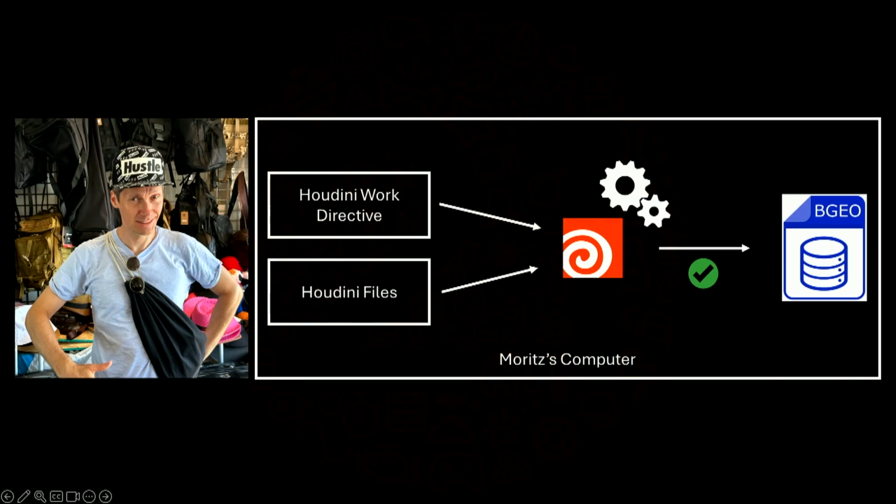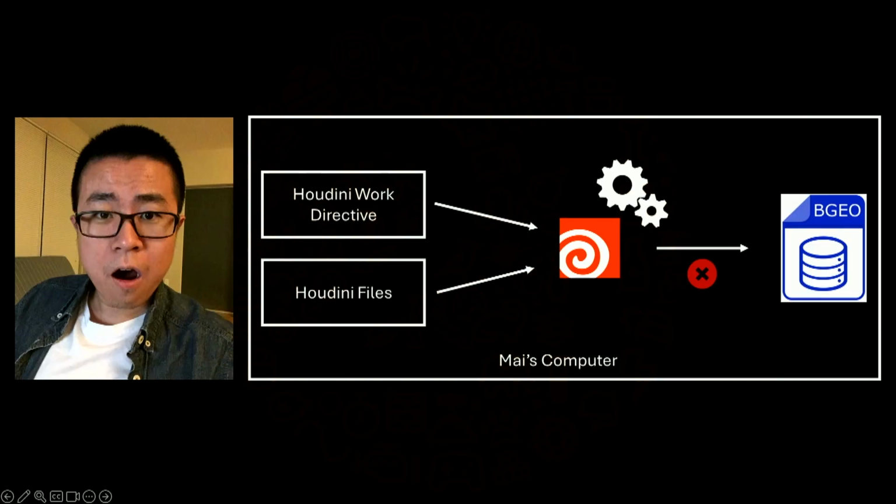So then Moritz, very proud of his setup, sends it over to Mai in this case. Mai tries and opens it, doesn't work. Well, why doesn't it work? Well, in this case, Mai may not have Houdini installed on his computer, or he doesn't have the license server configured correctly, or he doesn't have certain plugins installed on his computer, or he's missing certain dependencies. So that's a lot of things for Mai to figure out in order to be able to use Moritz's work. For most people, this isn't really a problem because you all live in the Houdini ecosystem. So what does Moritz do to solve that?